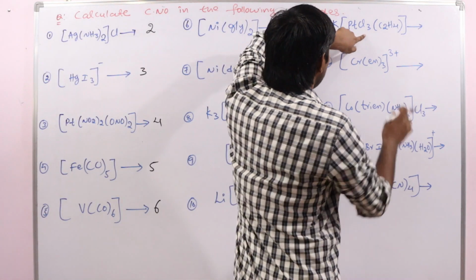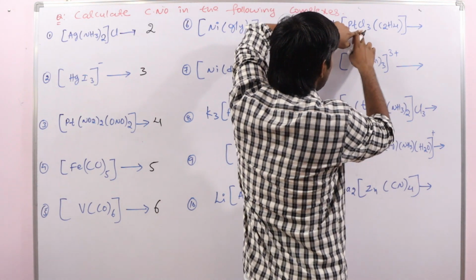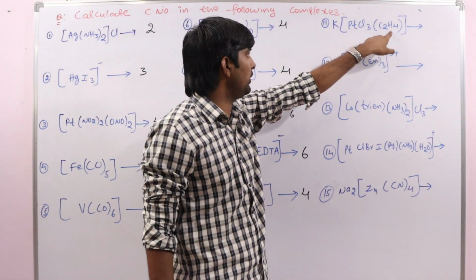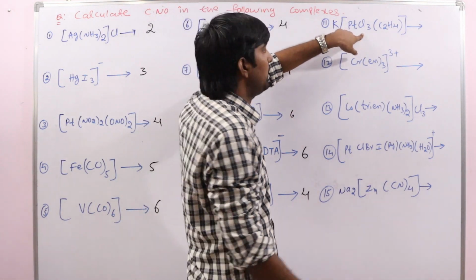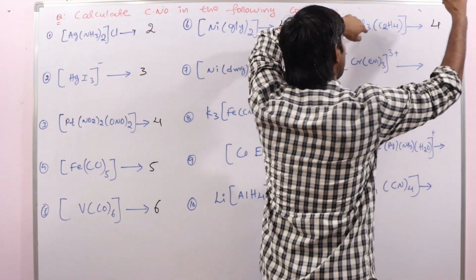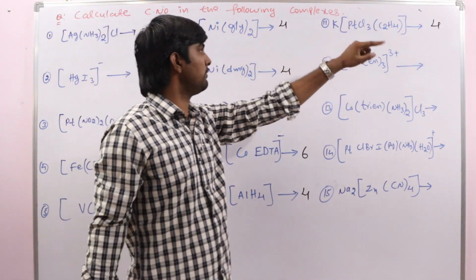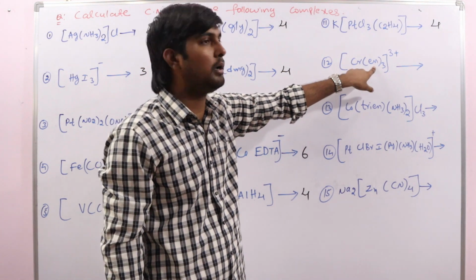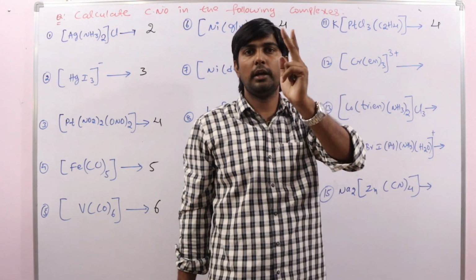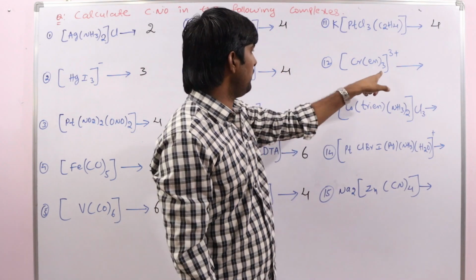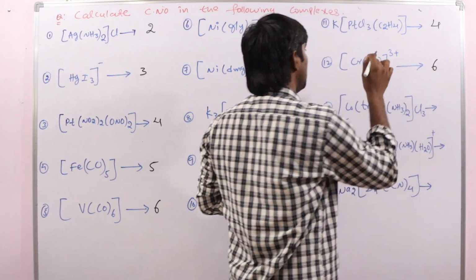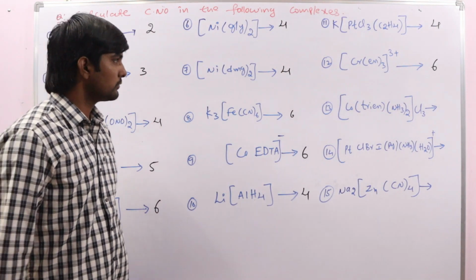Next, 3 chlorides and 1 C2H4. These are all monodentate ligands, so coordination number is 3 plus 1, that is 4. Next, en, ethylenediamine, a bidentate ligand, meaning each en can form 2 bonds. We have a total of 3 ligands, 3 into 2, how much? 6. Coordination number is 6 here.